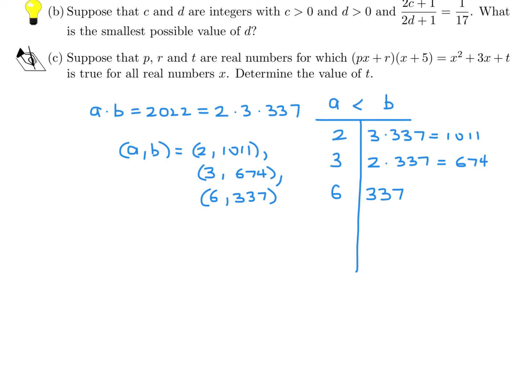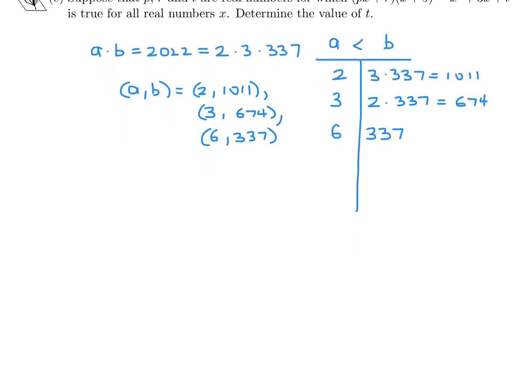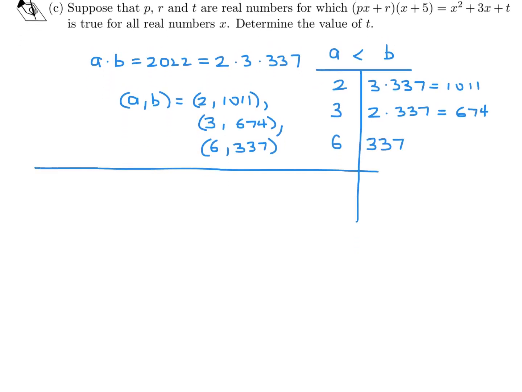Next question. Suppose that C and D are integers with C greater than 0, D greater than 0, and 2C plus 1 over 2D plus 1 is 1 over 17. What is the smallest possible value of D? Okay, so let's move this up a bit. So we are told that we have this expression 2C plus 1 all over 2D plus 1, and that is 1 over 17.